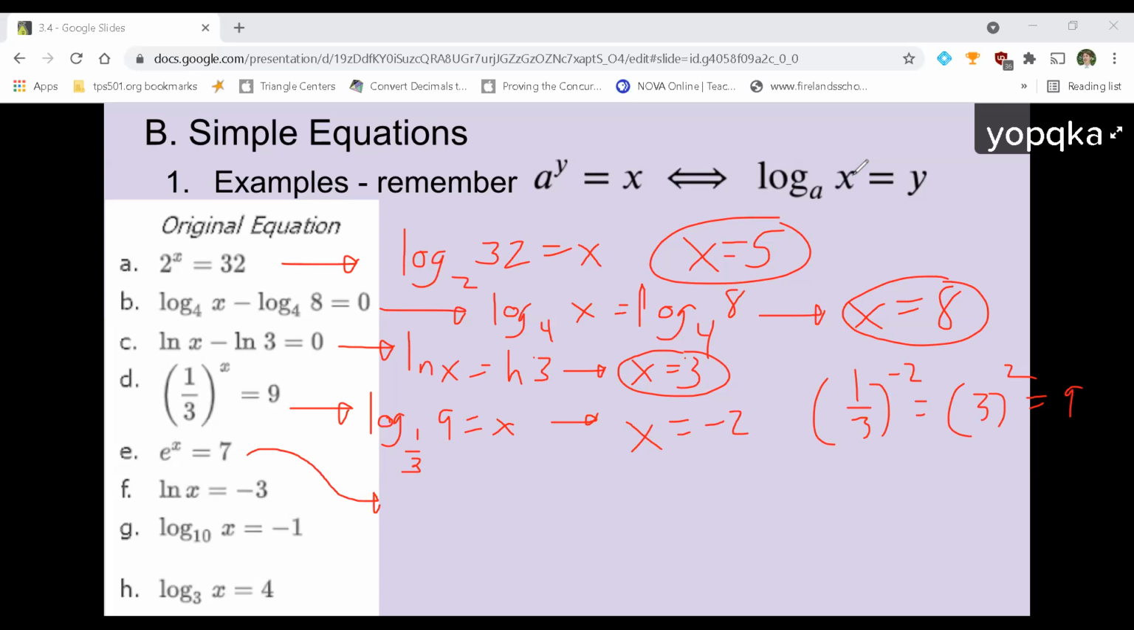e to the x equals 7, change that from an exponential to a logarithm would give us the natural log of 7 equals x. Does everyone see why it's a natural log? That's the same thing as log base e of 7. Log base e is the natural log. So this one you will need your calculator. Natural log of 7 is a decimal. It's 1.946.